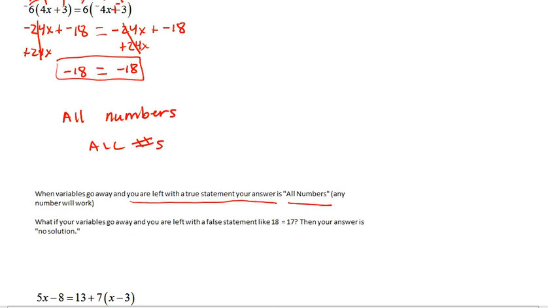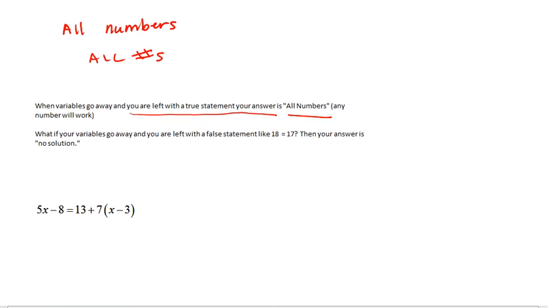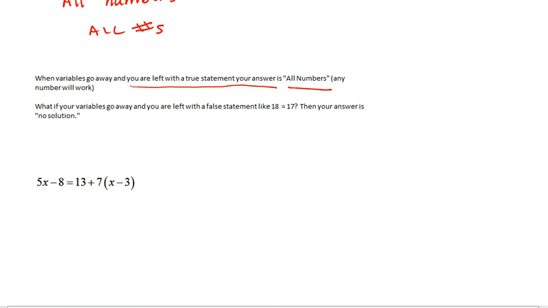Let's look at another example. What if your variables go away and you're left with a false statement? Like, let's say you're left with 18 equals 17. Then you would write no solution.